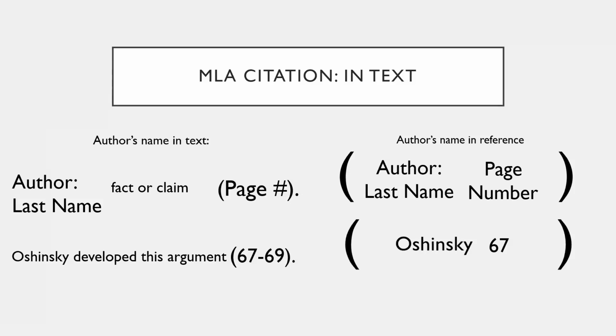Does that make sense to everyone? So for MLA and APA, you have to have an in-text citation and then a link in the reference list. Does that make sense? Yes.